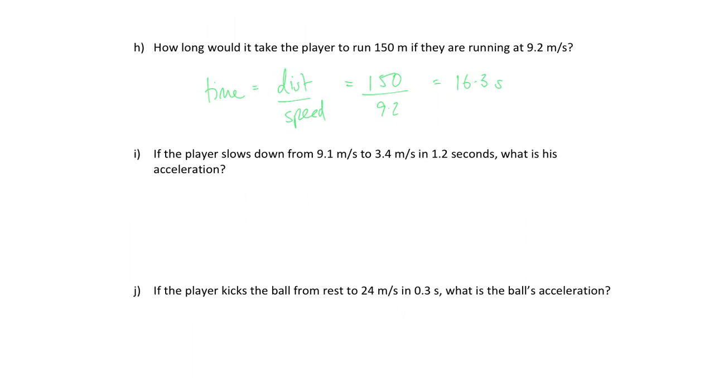If a player slows down from 9.1 meters per second to 3.4 meters per second in 1.2 seconds, what is his acceleration? Okay, so we're doing acceleration now. So a is equal to final take initial over time. Final 3.4, initial 9.1, time 1.2. And if you hadn't worked this out, this is going to be a negative value because he is decelerating, which is perfectly fine. Negative 4.75 meters per second squared. Because I've given it a negative, I don't need to give it a direction. Plus, I wasn't given a direction in the first place.